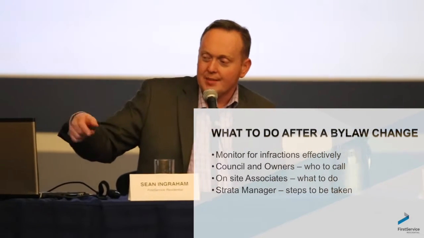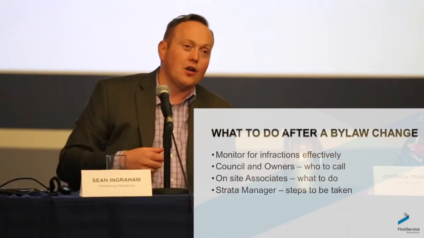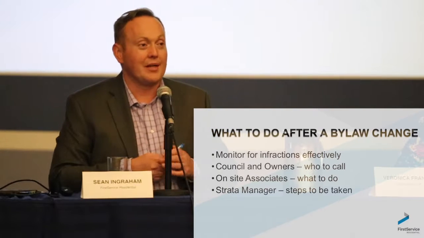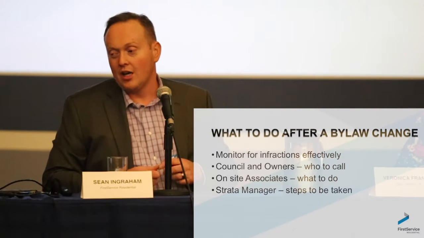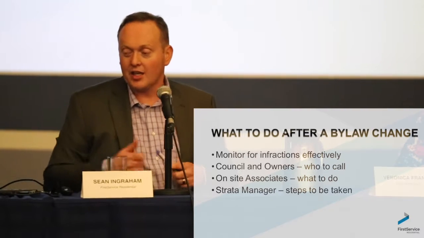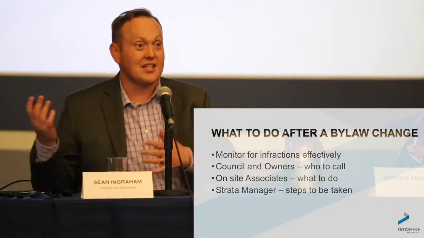So I'm going to run through the list here. Monitor for infractions effectively. We just talked about that. Council and owners, who to call. If we think it's in the City of Vancouver, what number should they call? We need to educate those owners. On-site associates, what are they to do? I'm going to talk about that in a second. And then the strata manager, what steps need to be taken? Is there going to be a blanket process where we send out a warning letter on the first infraction, and then the second one we send a stronger worded letter, and then the council reviews for fines? We need to set that process up for what each strata corporation wants.